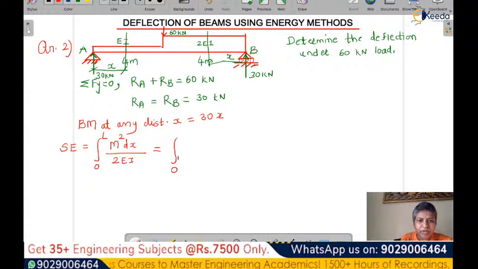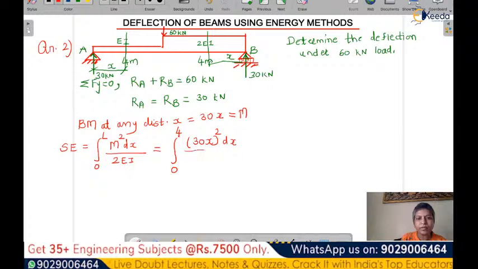Okay, so let us write down 0 to 4 because the length is 4 meters. So 0 to 4 and the M value is 30x, right? This is the bending moment value. So what we'll write? 30x square dx divided by 2EI. Okay, so this is done.